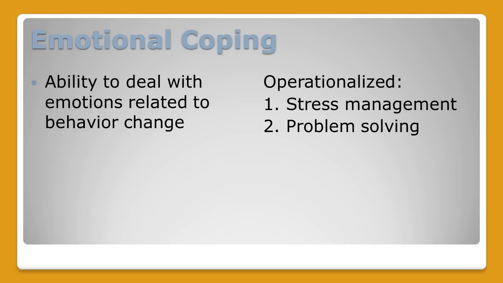Emotional coping is the final internal factor for social cognitive theory. It is an individual's ability to deal with emotions related to behavior change. Changing a behavior may evoke ambivalence, distress, helplessness, or even hopelessness. Oftentimes, poor coping skills cause individuals to revert back to poor health habits. This is common in people suffering from addictions and obesity.